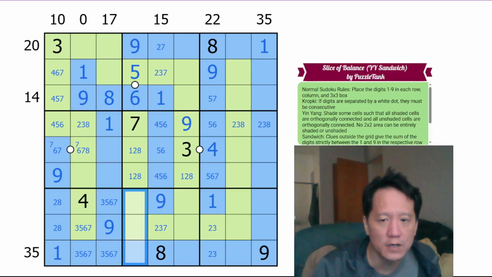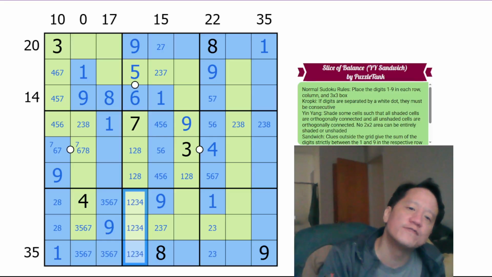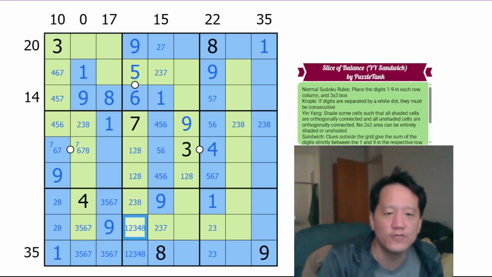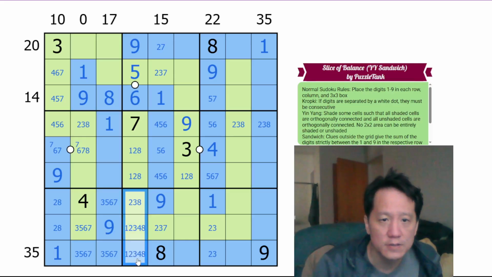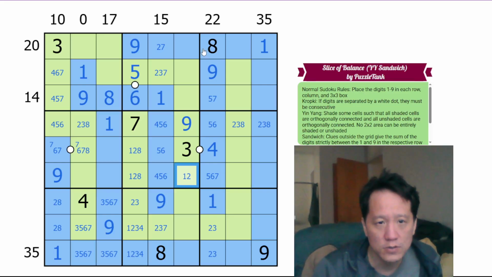Remaining digits in column 4. We have 1, 2, 3, 4, and 8. This can't be 1 or 4 because of 1 or 4. None of these can be 8. So that means 8 in column 4 has to be one of these two cells, so this can't be 8 here. 8 can't be here.